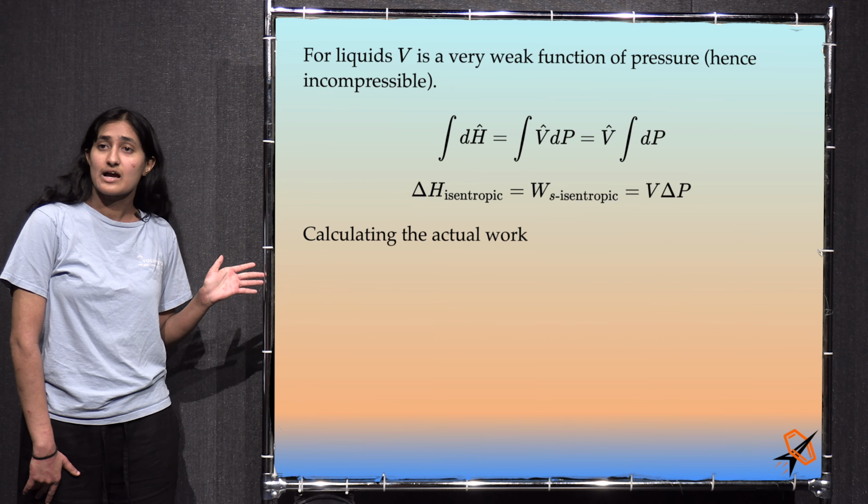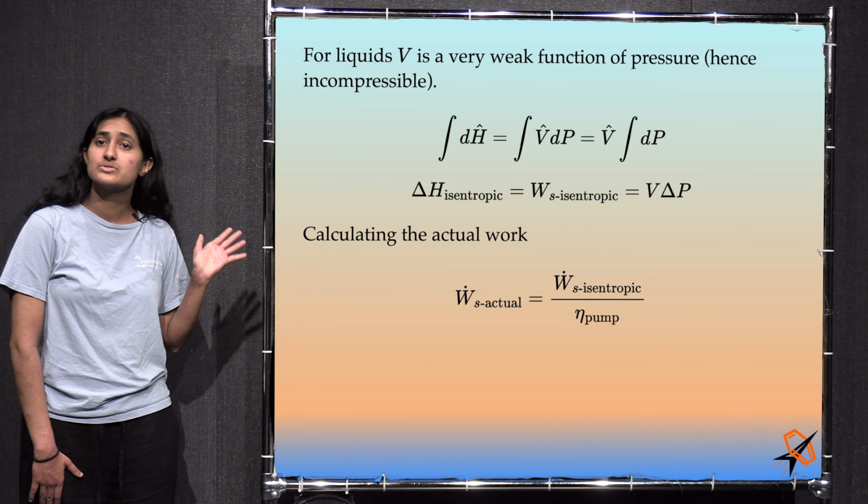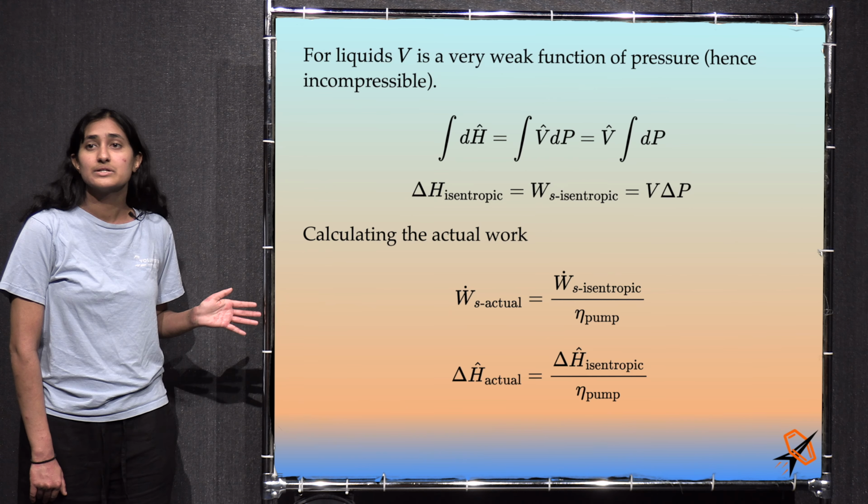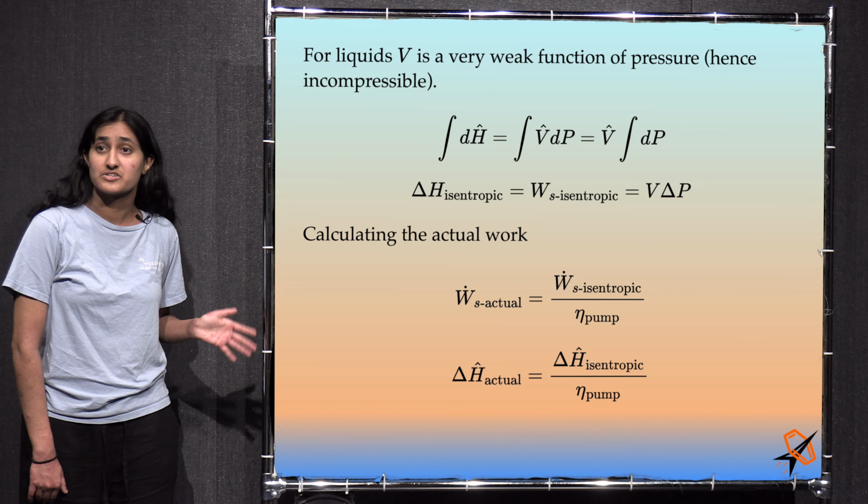As before, we calculate the actual work in the pump: the actual shaft work is equal to the isentropic shaft work divided by the efficiency of the pump. Likewise, delta H hat actual equals delta H hat isentropic divided by pump efficiency.